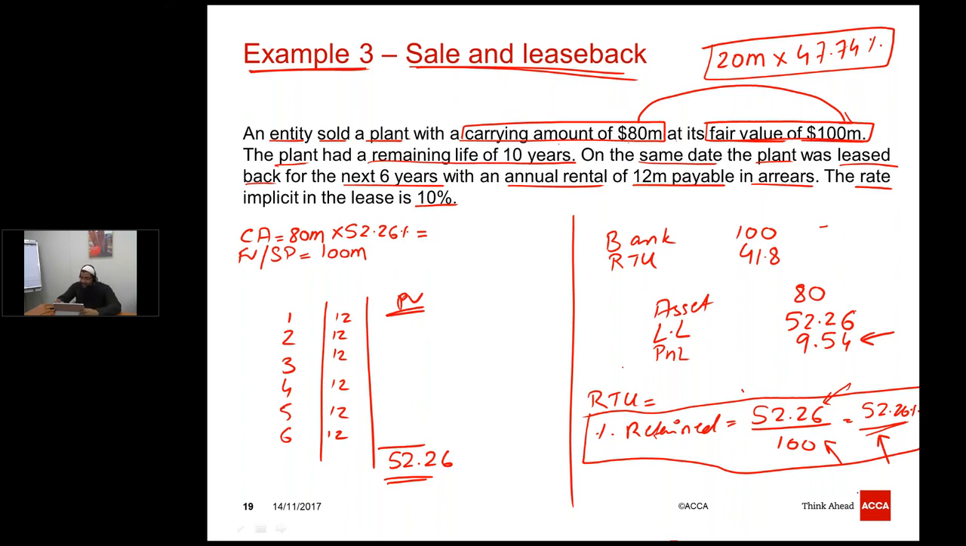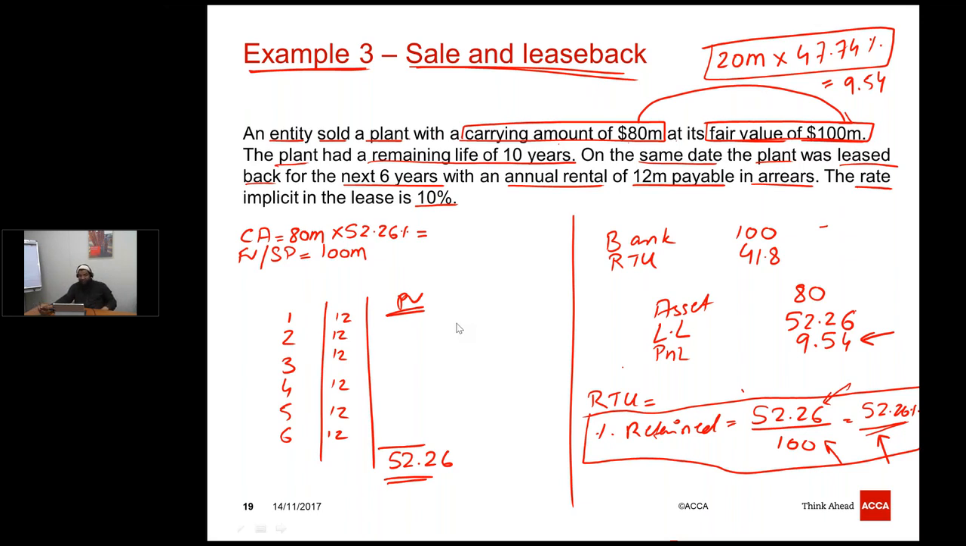So we are actually recording the gain on disposal only to the extent of the percentage of the asset that has been transferred. The percentage retained cannot be recorded as a gain and the percentage transferred should be recorded as a gain.